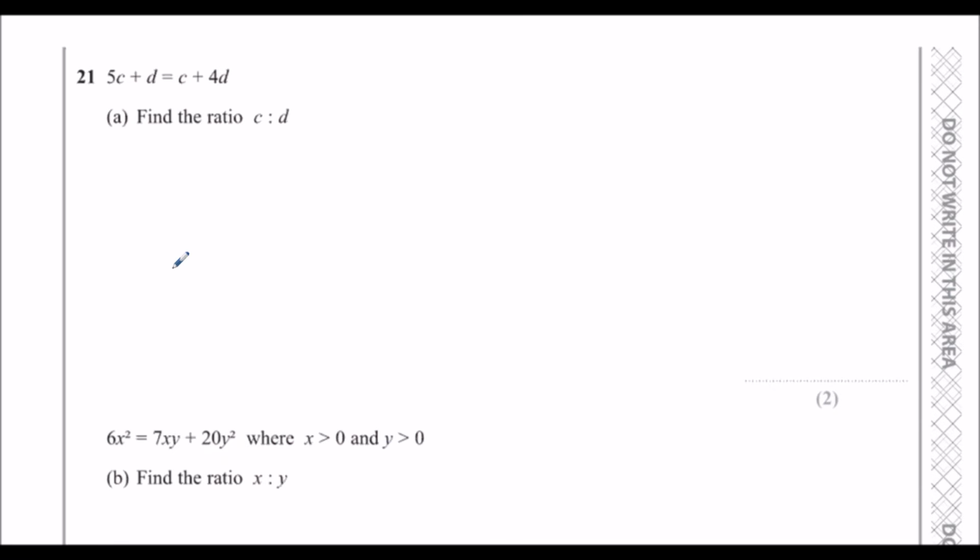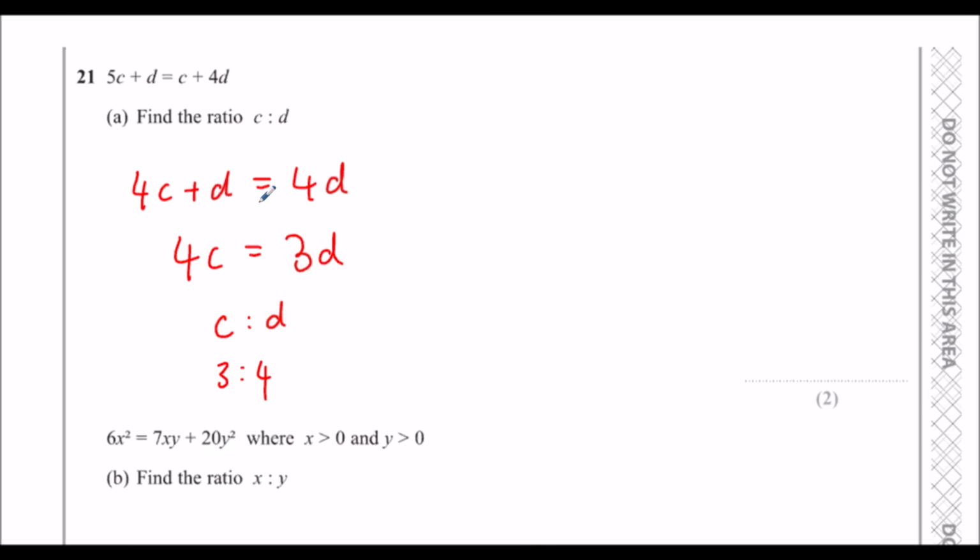And question 21. So 5c plus d equals c plus 4d. Find the ratio of c to d. So let's take c away from both sides. So we get 4c plus d equals 4d. And then take d away from both sides. So 4c equals 3d. Now we can write this as a ratio, the ratio of c to d. So the quick way is to say you just flip these numbers over. So it's 3 to 4.